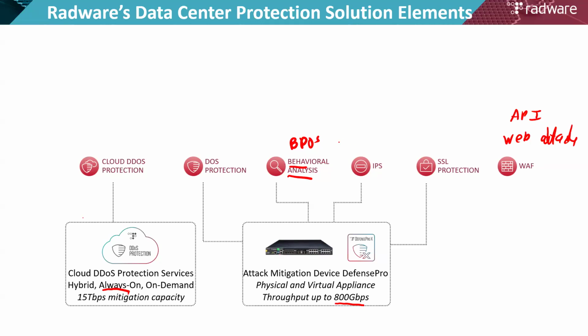Then we have signature protections as well. All the known attacks and vulnerabilities existing out there can be mitigated with the help of signature-based protection. Then we have SSL protection. If it is encrypted attacks, like HTTPS attacks, we can mitigate them as well. HTTPS attacks are a bit tricky to mitigate because they are encrypted, and first of all, you would have to decrypt the session and look into the attack. So it takes a lot of resources on the server side to tackle this kind of mitigation.